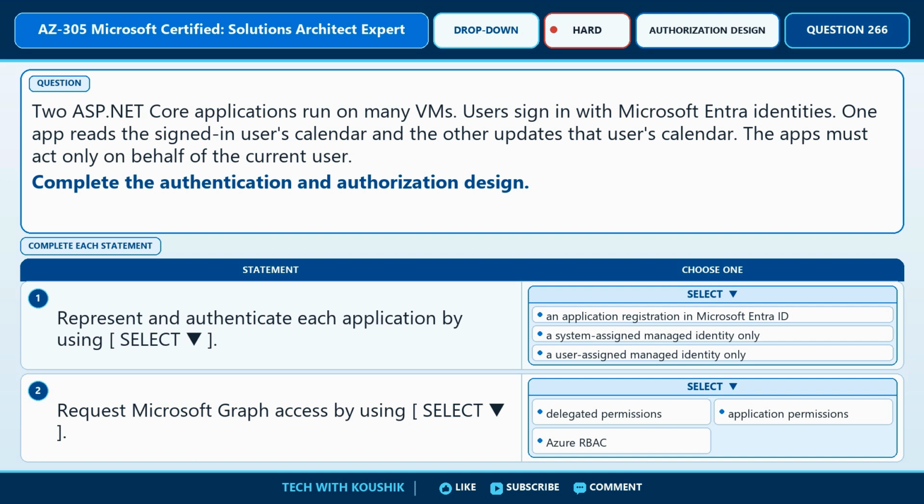For the first statement, represent and authenticate each application by using the blank. The available choices are an application registration in Microsoft Entra ID, a system-assigned managed identity only, or a user-assigned managed identity only. For the second statement, request Microsoft Graph access by using the blank. The available choices are delegated permissions, application permissions, or Azure RBAC.